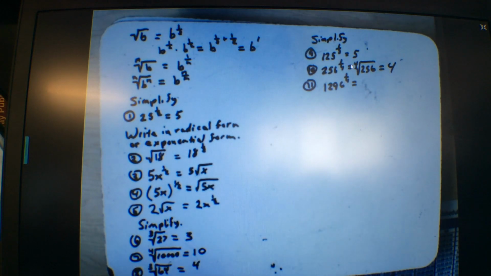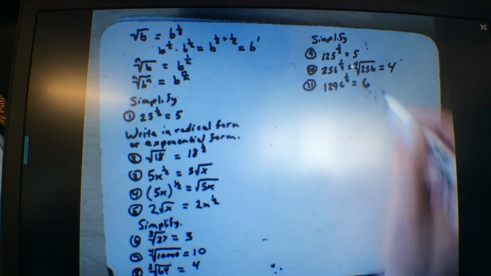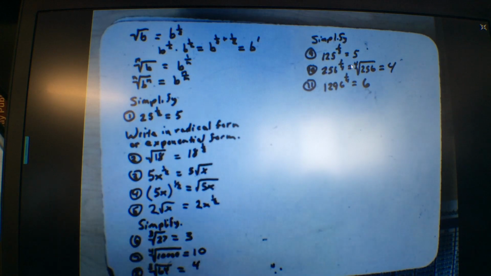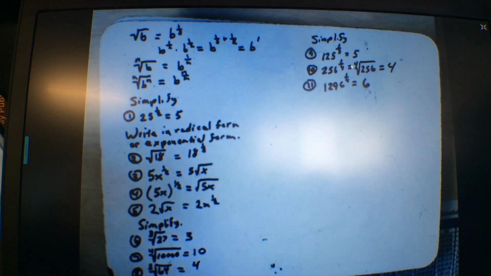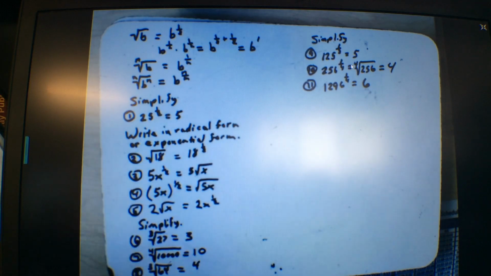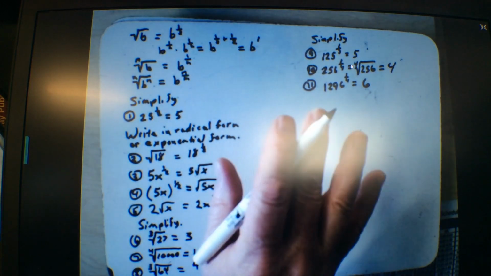So what number times itself 4 times is 1296? Anybody got any guesses? 6. Is it 6? Yeah. All right, you guessed that pretty good. But see on our calculator how we can guess that pretty fast, and just take 6 times itself 4 times? Okay. Now, we're going to stick with the simplification.